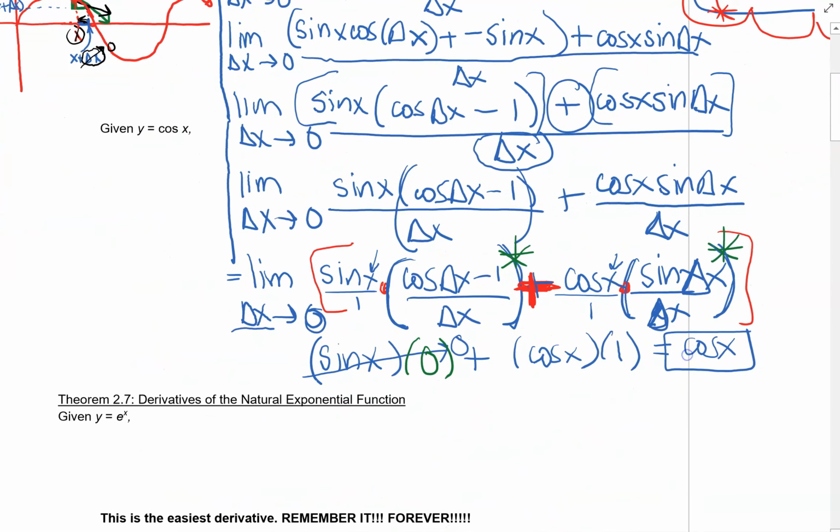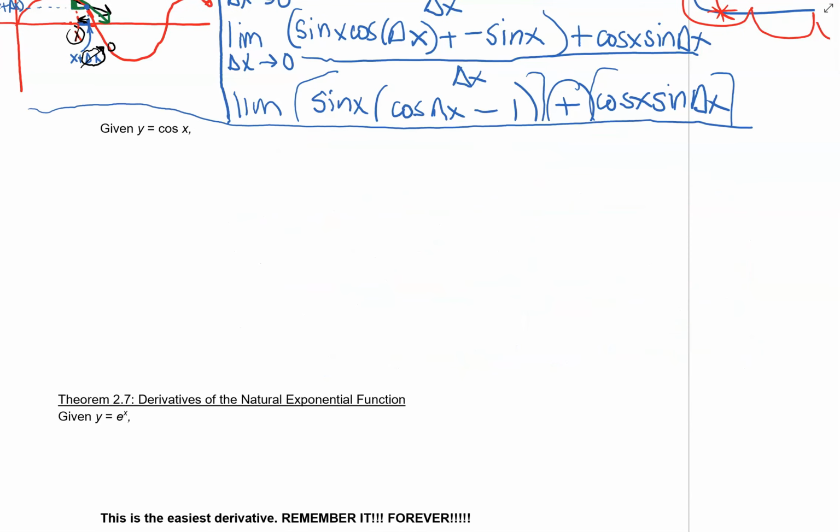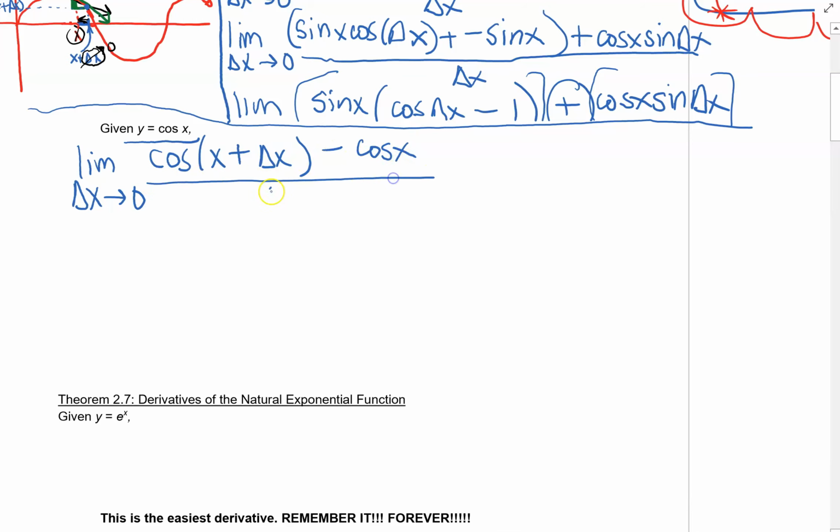Now I'm going to have to make some room to find the second one. Okay, so now that we've cleared some space, we're going to go ahead and do the same process with cosine. We're going to take the limit as delta x approaches 0 of, but now we're plugging in cosine as f of x. So it'll be cosine of x plus delta x minus cosine of x all over delta x, using our limit definition.